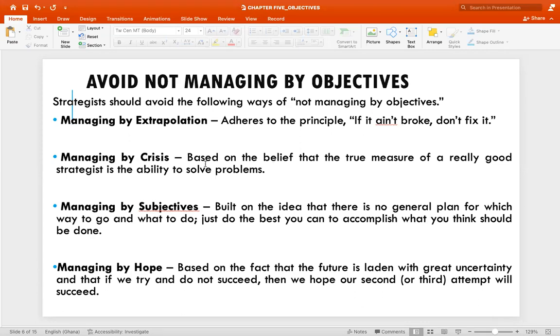Similar to managing by crisis. If you don't manage by certain objectives, you'll be managing by crisis. What does that mean? It is based on the belief that the true measure of a really good strategist is the ability to solve problems. So the same idea, you wait for problems and you solve them. You don't think ahead: what do I want to achieve in 3 years, in 5 years? No, that is not the issue. You just wait for problems to solve them, and then the business continues as usual.